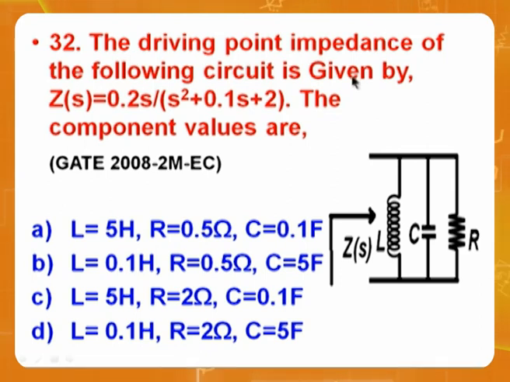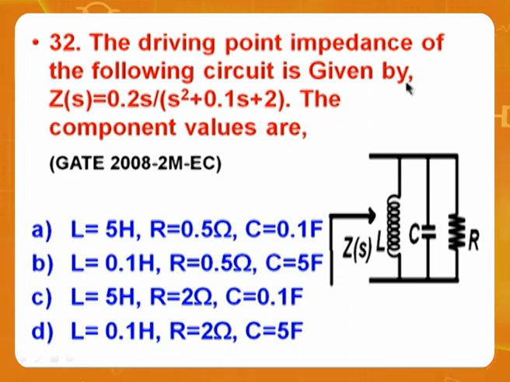Question number 32. The driving point impedance of the following circuit is given: Z(s) = 0.2s / (s² + 0.5s + 2). Find the component values. This again I am showing you from EC, electronics and communication. Though it's not mentioned clearly in the syllabus, please see the question paper. That's why I always say, don't prepare for the exam without seeing the question paper. Understand my slogan: syllabus will tell the width, question paper will tell the depth. So you must know both.